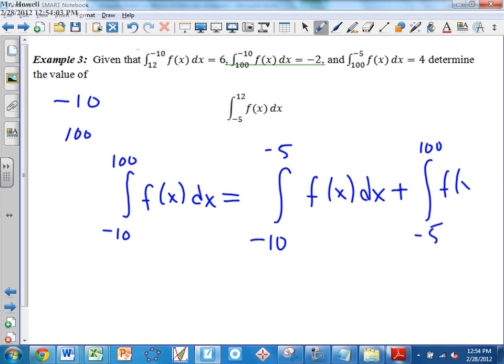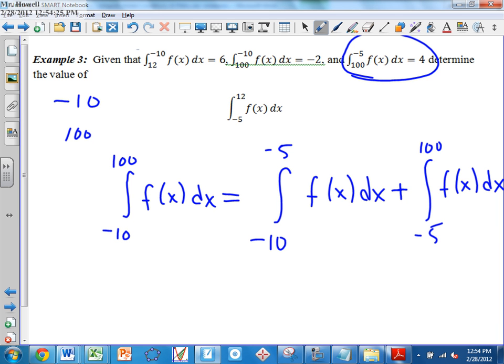That's the first step. Again, take a look and make sure that makes sense to you. To go from negative 10 to 100, it's like going from negative 10 to negative 5, and then again from negative 5 to 100. I'm just breaking it in parts. We did this in your homework. Now, the problem here is this. You don't have these values. Negative 5 to 100, you have it right here. That's fine, so you got that portion.